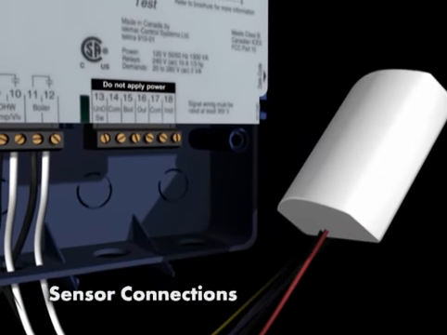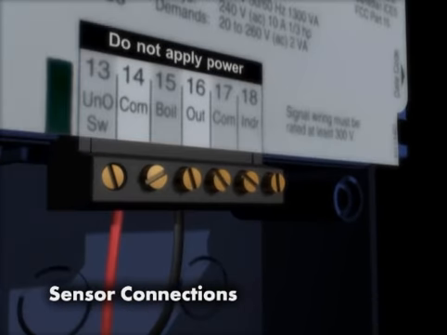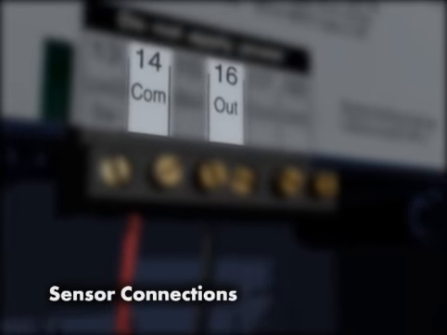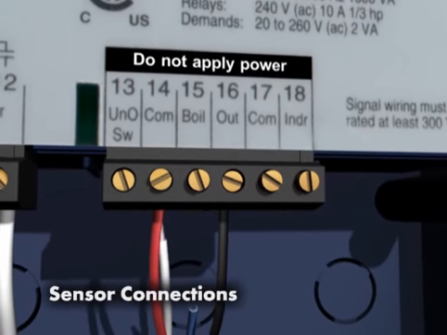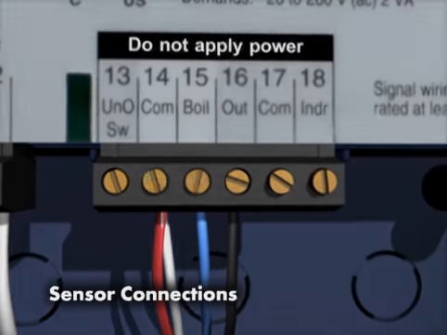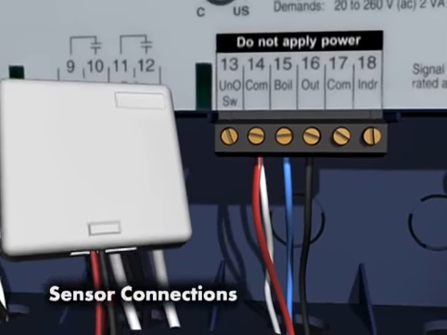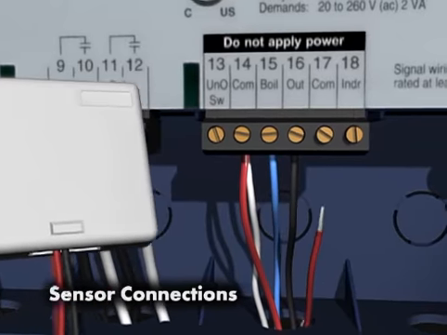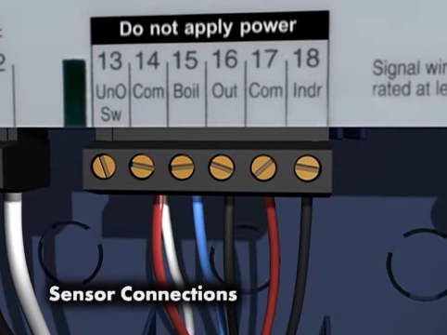Connect the two wires from the outdoor sensor to the COM and outdoor terminals, 14 and 16. Connect the two wires from the boiler sensor to COM and boiler terminals, 14 and 15. Optional. Connect the two wires from the indoor sensor to the COM and indoor terminals, 17 and 18. Now that the wiring is complete, the control and boiler are ready to be put into service.